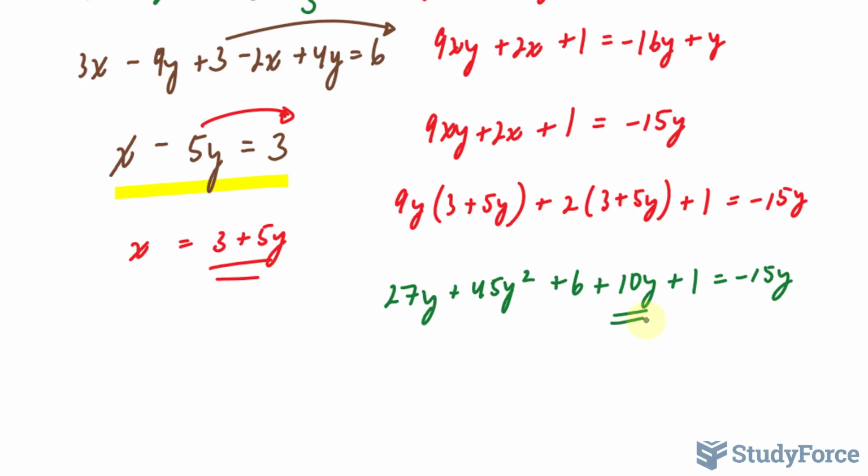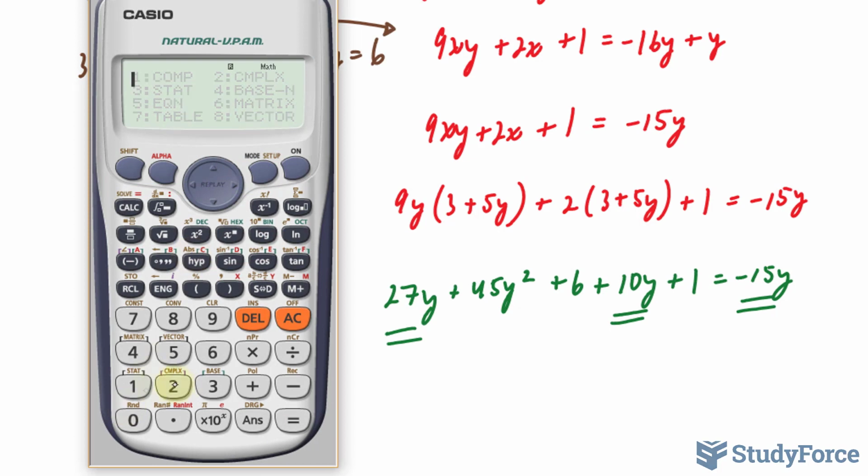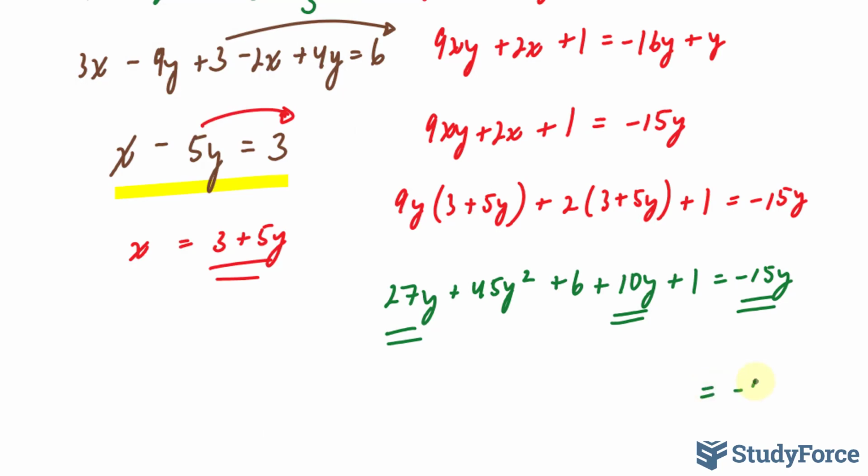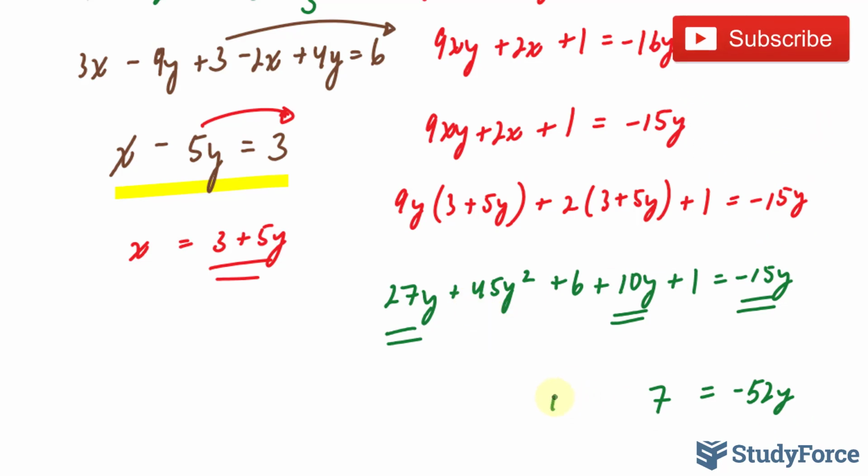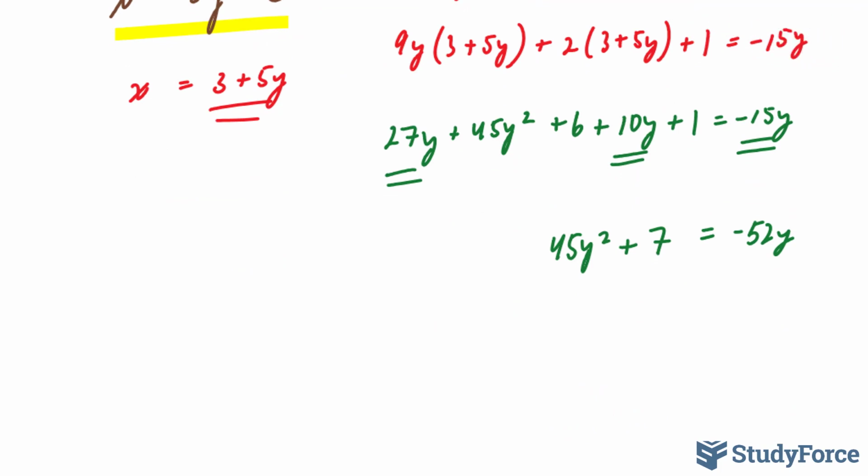Collecting like terms, this term and this term are alike. We can use our calculator to find out what that is. 27 plus 10. Bringing that over, negative 15 minus 37, we end up with negative 52y. 6 plus 1 is 7. And we also have 45y squared. This looks like a quadratic equation, so we might need to use the quadratic formula to find out what y is. For that, I need to put this in standard form, so I have 45y squared plus 52y plus 7, and this is equal to 0.